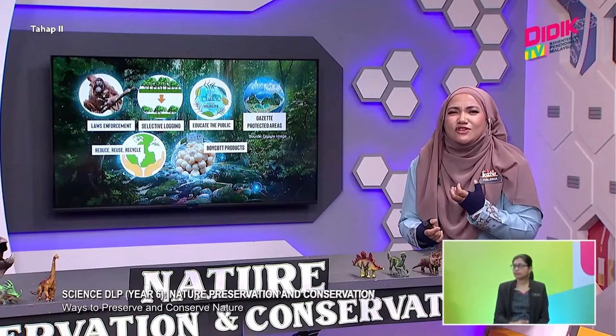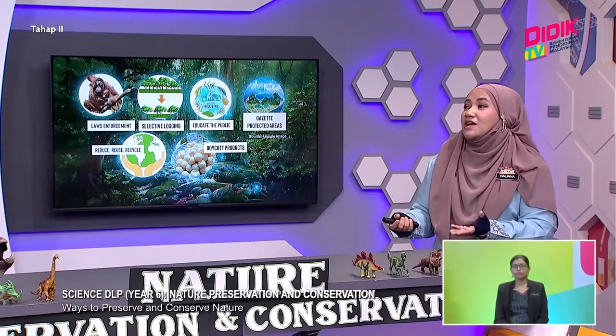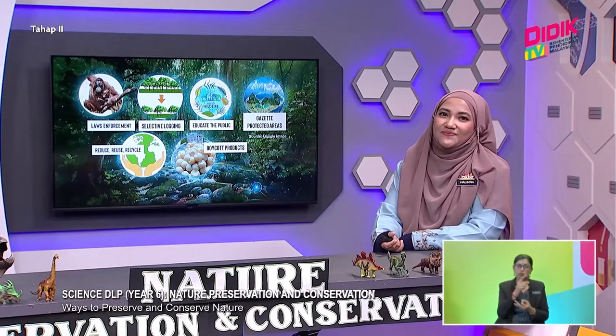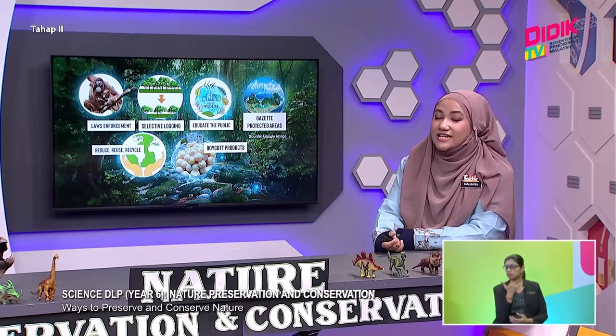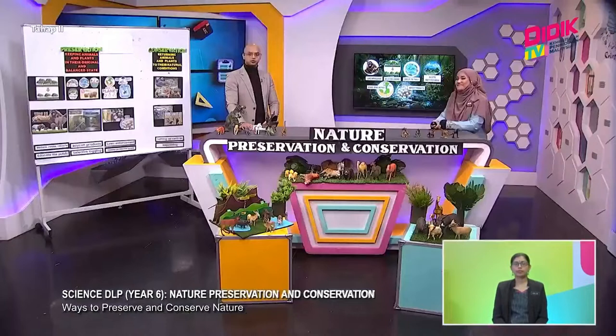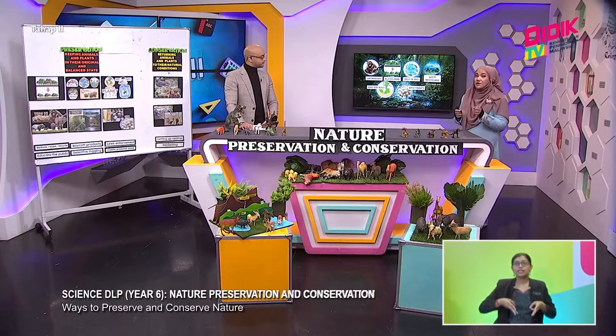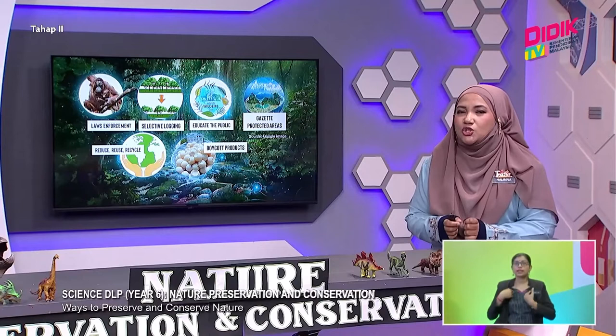So when someone you know, a family member, asks you, oh, come and have these turtle eggs, please don't eat it, because it is actually from an endangered species. That's really bad. So these are the six ways that we can preserve plants and also animals and protect them and make sure they will never become extinct.